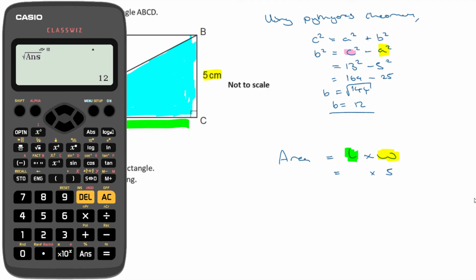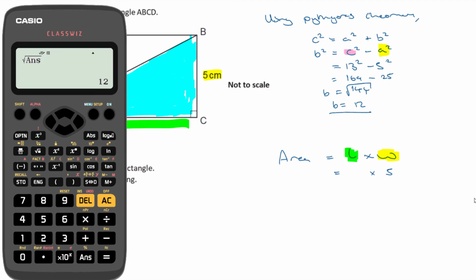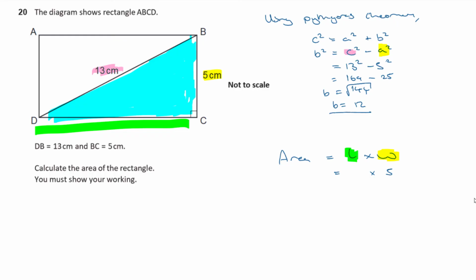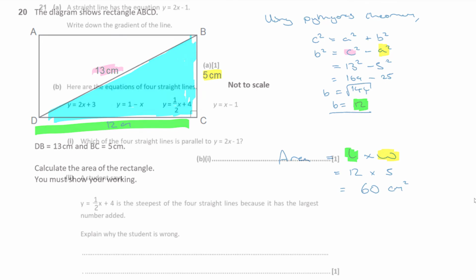So b is 12. Once I know that b is 12, then I know that's going to be my length, isn't it? That's what goes here on this side of the rectangle. So I know then that my length is 12, my width is 5, and that gives me an area of 60 centimeters squared.